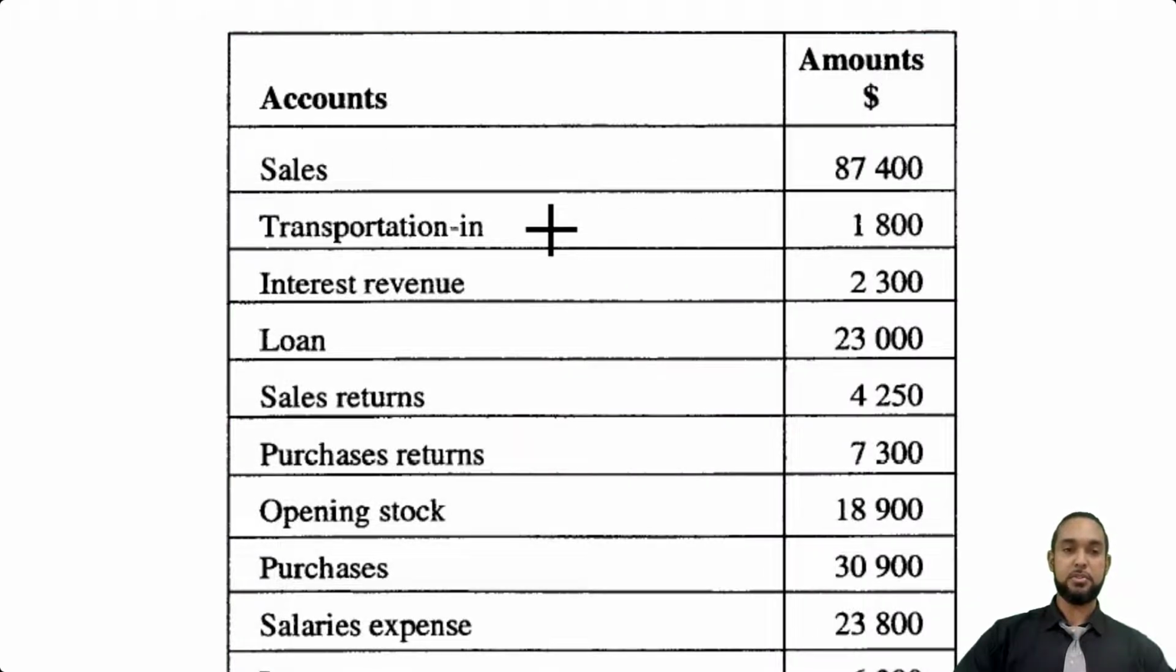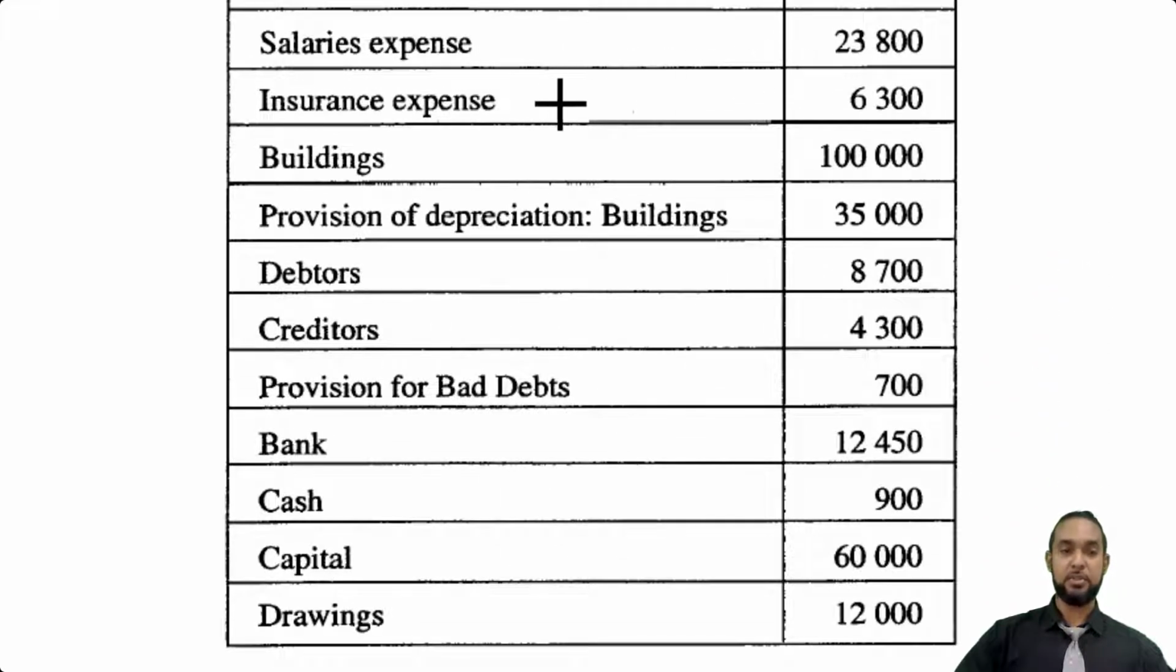usual stuff. Sales, transportation in, also known as carriage in, interest revenue, okay, loan, that's a liability, sales returns or returns inwards, purchases returns or returns outwards, opening stock, purchases, salaries expense, insurance expense, buildings, provision for depreciation on the buildings, debtors or accounts receivable, creditors or accounts payable. Provision for bad debts. Watch out for that one. Bank, cash, capital, and drawings.